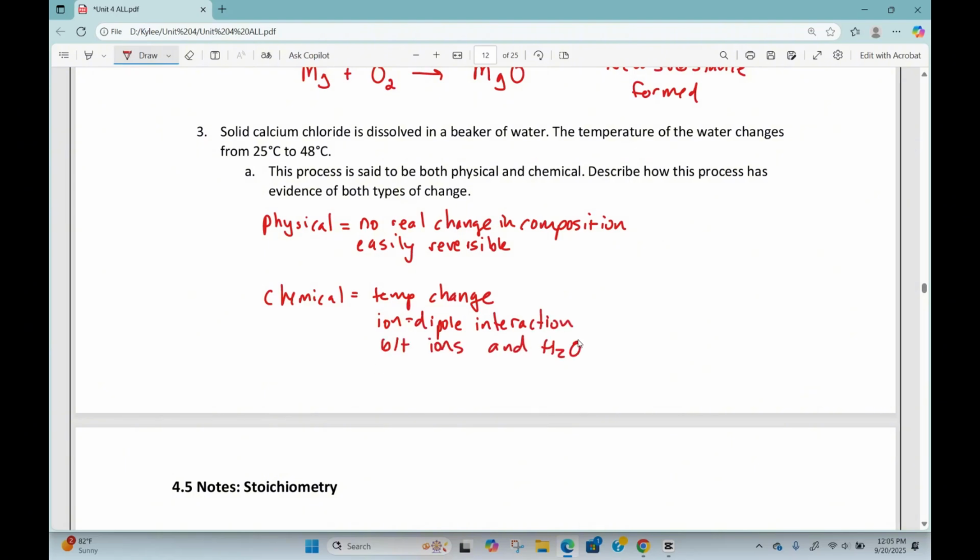Take home points. If it's physical, there's no real change in composition. The original substance is still there. If it's chemical, new bonds are being formed, and it is not easily reversed.